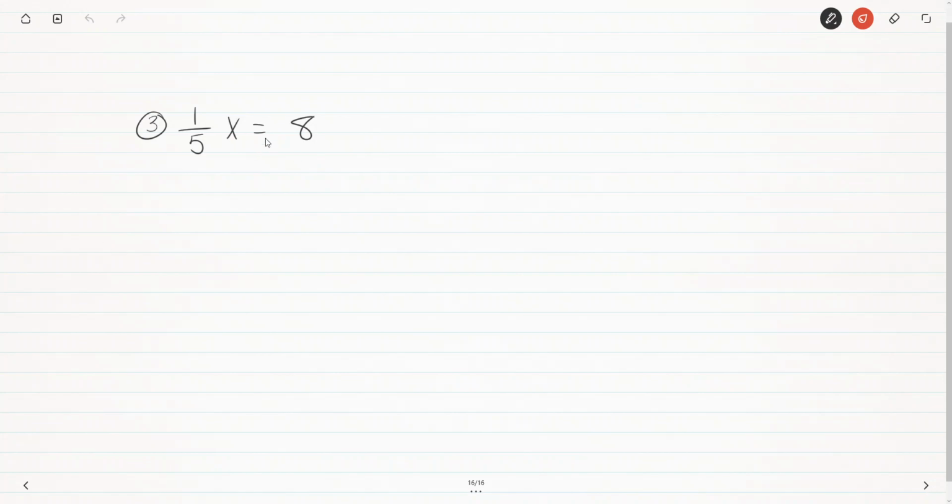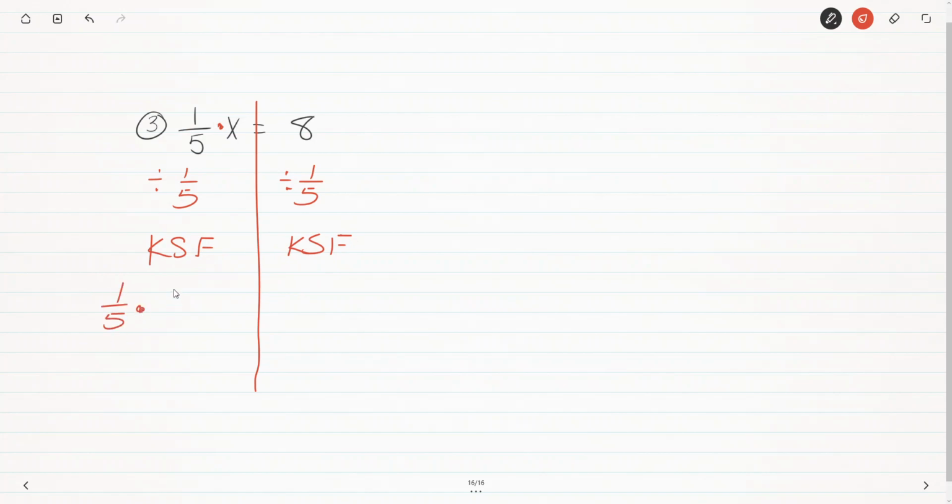So again, you're going to draw your wall down the middle. This shows multiplication, so I need to do division with my fraction. However, I run into a problem when I go to do division with my fraction because I'm not allowed to do that. Keep, switch, flip on both sides. So I'm going to keep the 1/5, switch to multiply, flip this guy over. Keep the 8, switch to multiply, flip this guy over, 5 over 1.